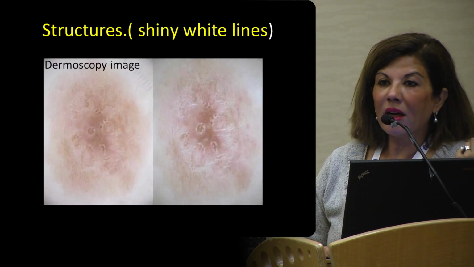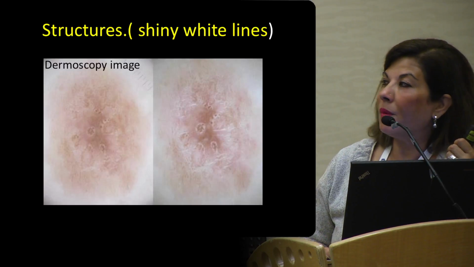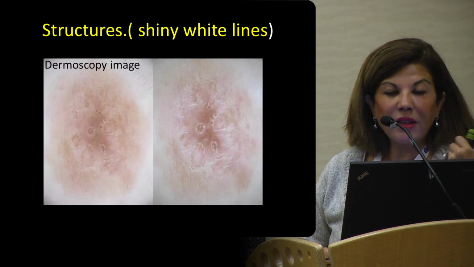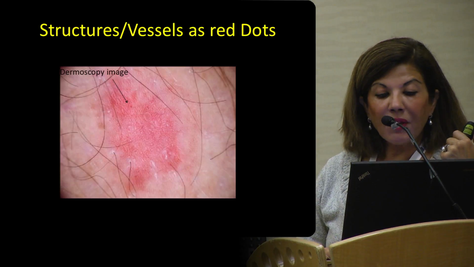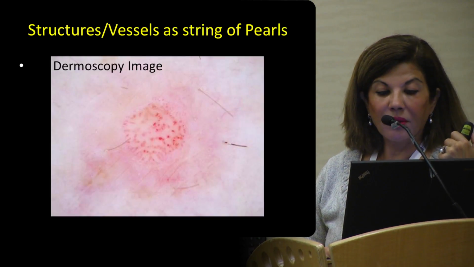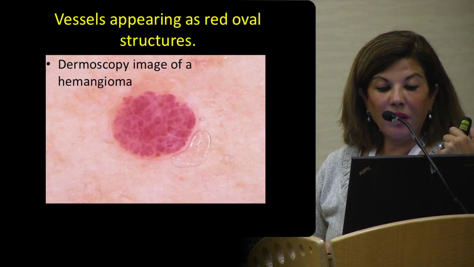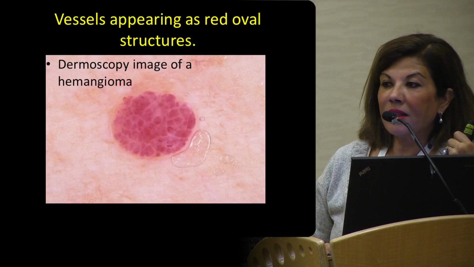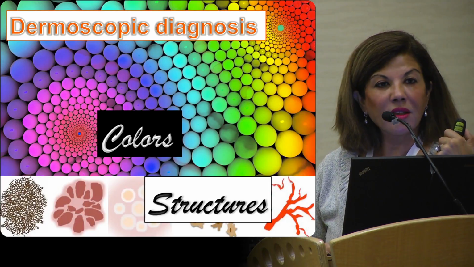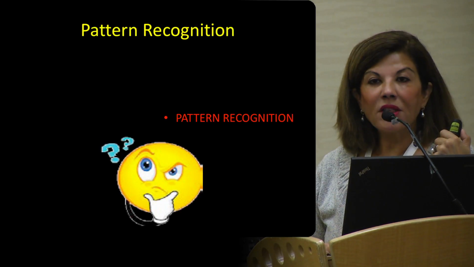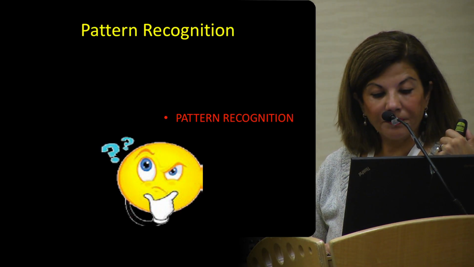Shiny white lines are due to altered collagen and, as the name implies, appear shiny and white when seen with a dermatoscope. Vessels can appear as red dots, string of pearls, or red oval structures as in the case of a hemangioma. So we've looked at colors, we've looked at structures, now let's move on to pattern recognition.